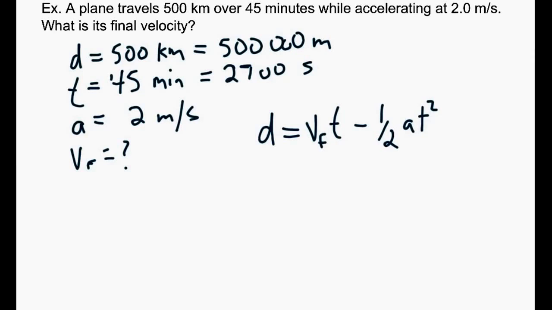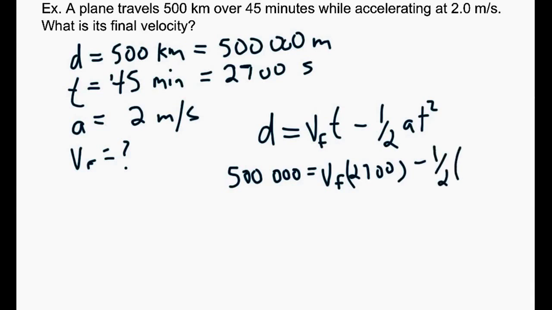Once again, let's plug in just the numbers. We'll have 500,000 for our distance. Our VF is what we're looking for. Our time is 2,700, minus 1/2 times 2 times 2,700 squared. Okay, big numbers, but it should work the exact same.